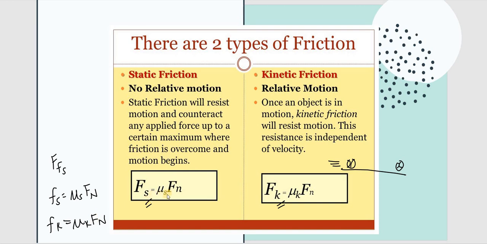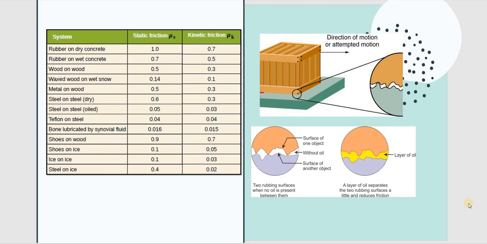Why do we have mu sub S and mu sub K? Here's the thing. For several objects that are in contact with each other, there will be different values for the static friction and the kinetic friction. So say for example, let's have wood on wood. If a wood slides on another wood, the coefficient of static friction will be equal to 0.5, while its coefficient of kinetic friction is 0.3.